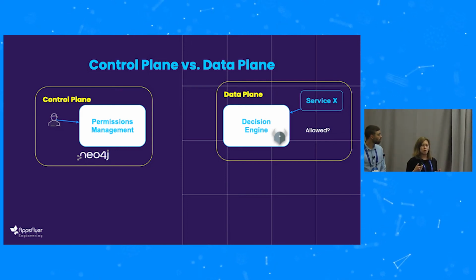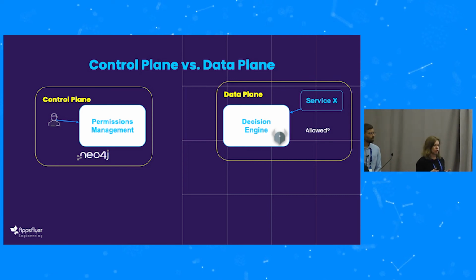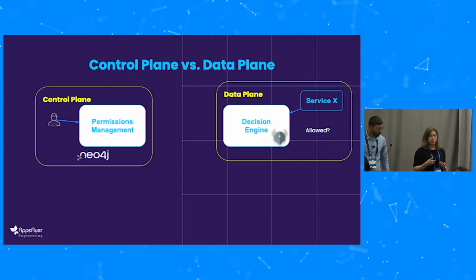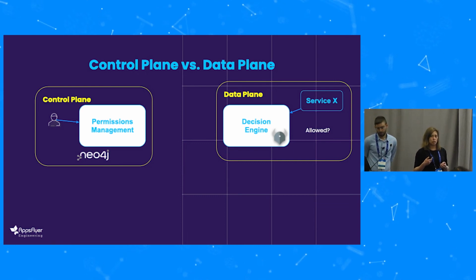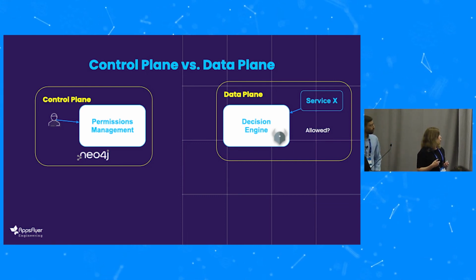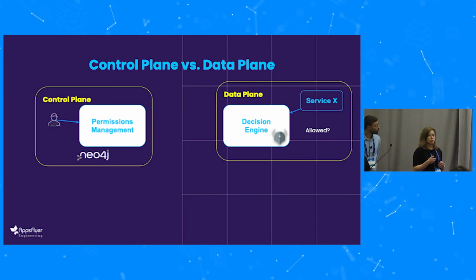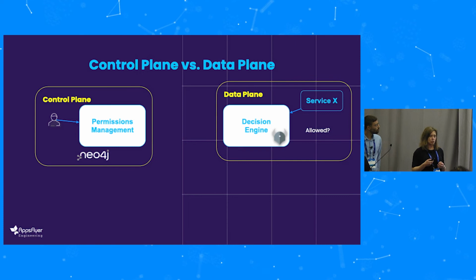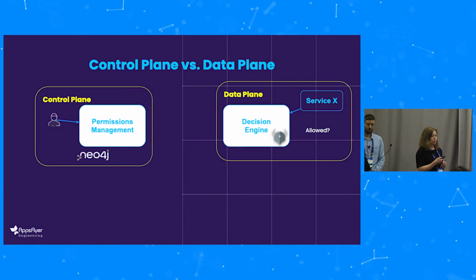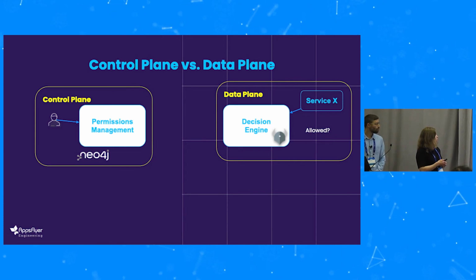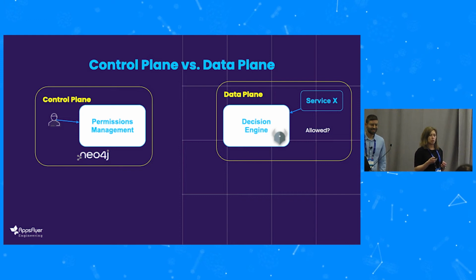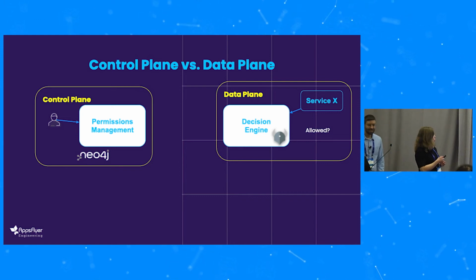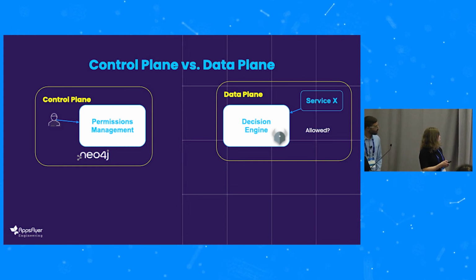Now, the data plane is what makes the decisions at runtime, so it has to be very quick and very efficient. OPA is an in-memory rules engine, so the evaluation works really quickly. When a service gets a request from a user and needs to authorize it, the decision engine makes the decision and the service enforces the decision made by the decision engine. So this is the data plane of the solution.